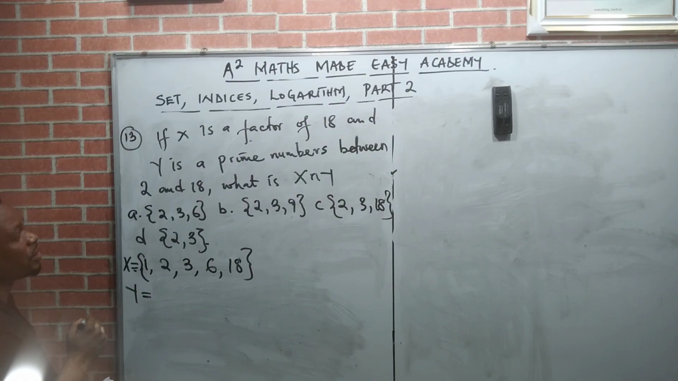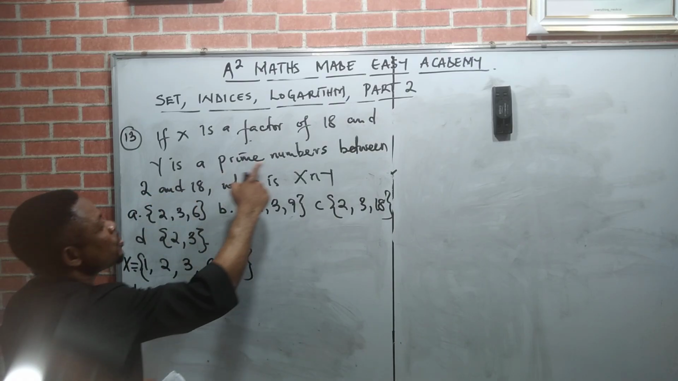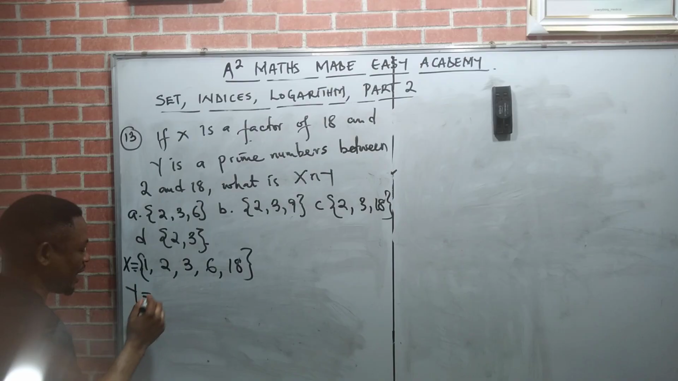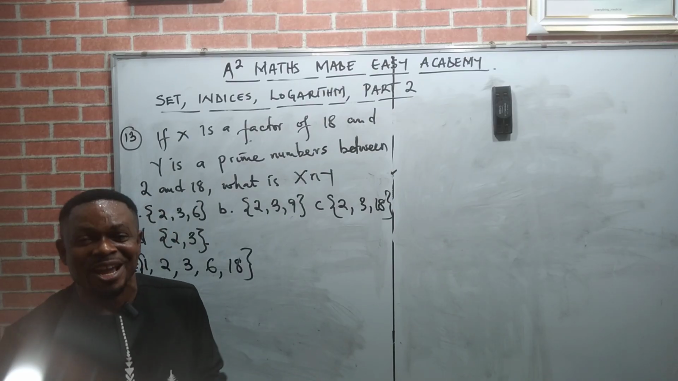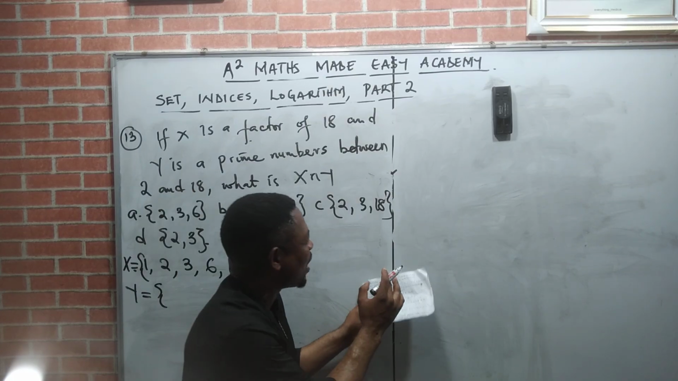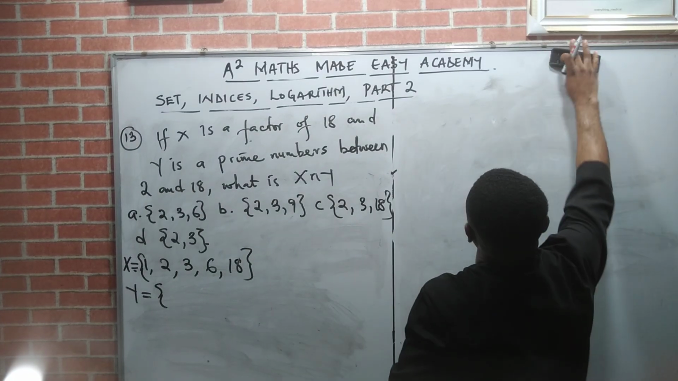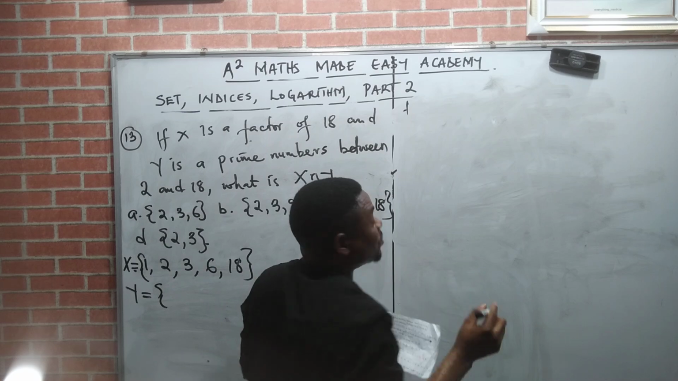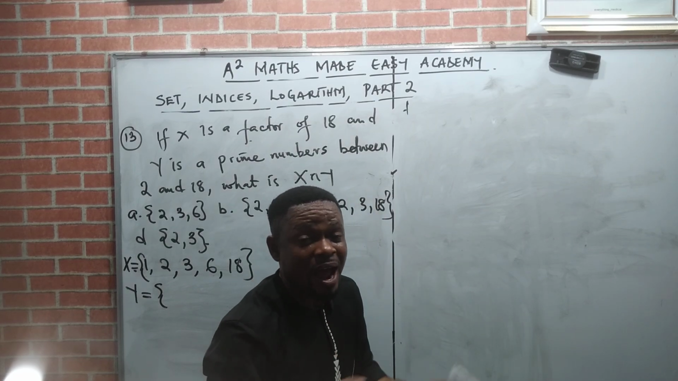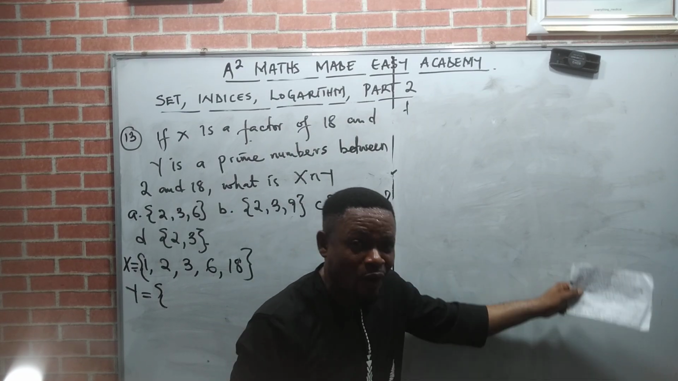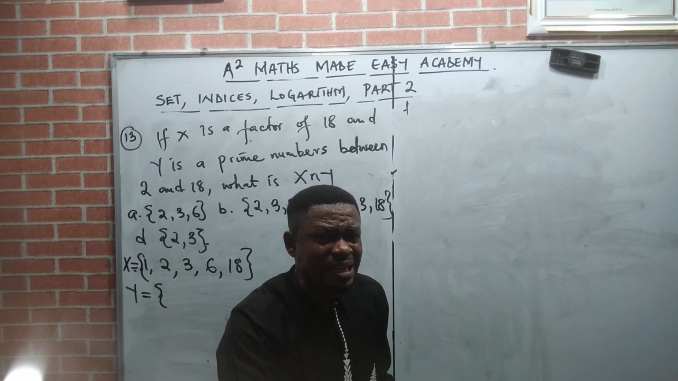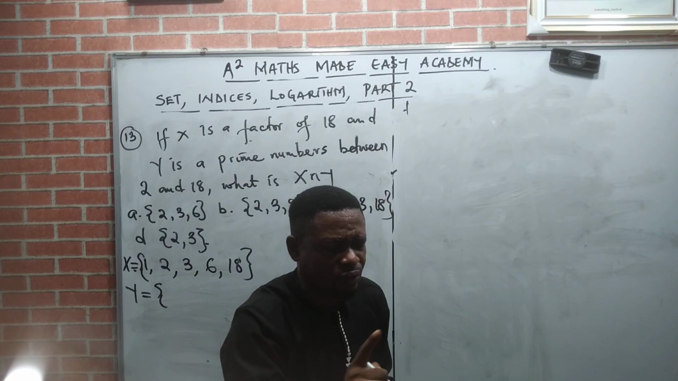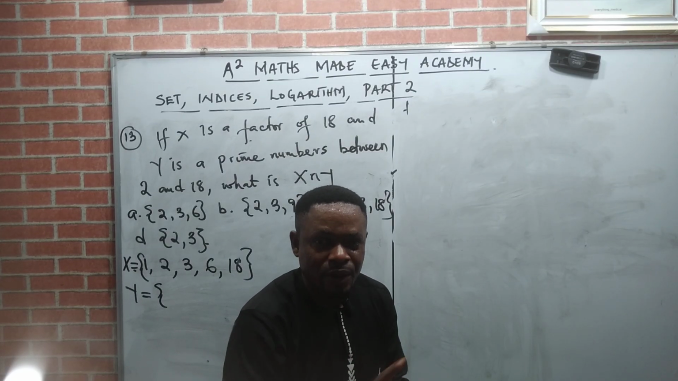Look up, everybody. Set y says prime numbers between 2 and 18. Now, the question is, what are prime numbers? Now, watch. Prime numbers are a set of numbers that has two factors, itself and 1. I repeat, a set of numbers that has two factors, itself and 1. So anything that has more than 2 factors is never a prime number.